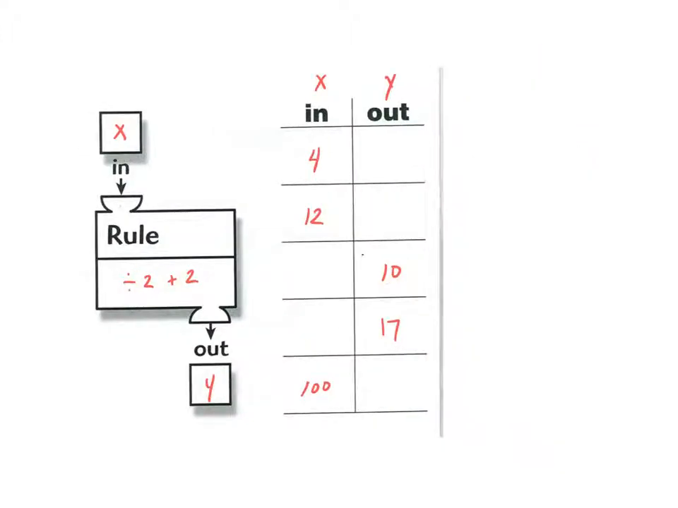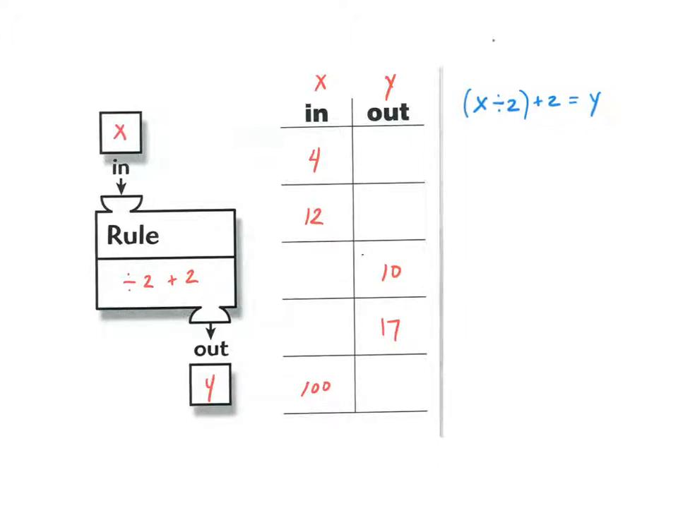Let's look at one more example with a given rule with two operations. So in this input-output table, our rule is divide by 2 and then add 2. If I rewrite that rule, I'm taking my x, I'm dividing it by 2, and then I'm adding 2. I don't need parentheses, but I'm going to go ahead and put parentheses to remind me that I need to divide before I do addition according to the order of operations. So when I do all that, then I'll get my output.